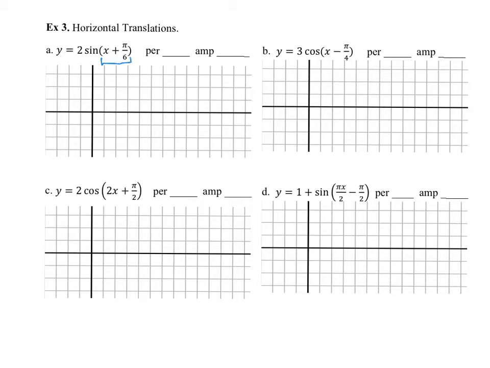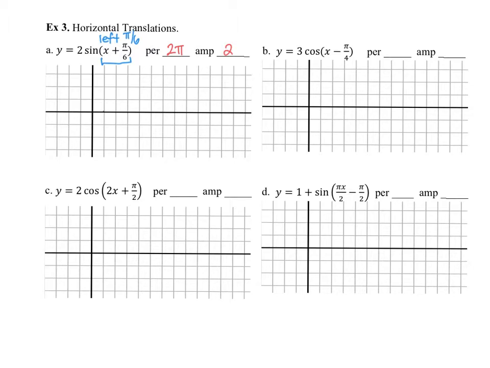Okay, in parentheses, I have x plus pi over 6, which means this function is moving left pi over 6 from the parent function. The period is 2 pi, and the amplitude is 2. But because I'm moving left pi over 6, I would probably space my scale out so that pi over 6, it's easy for me to read.